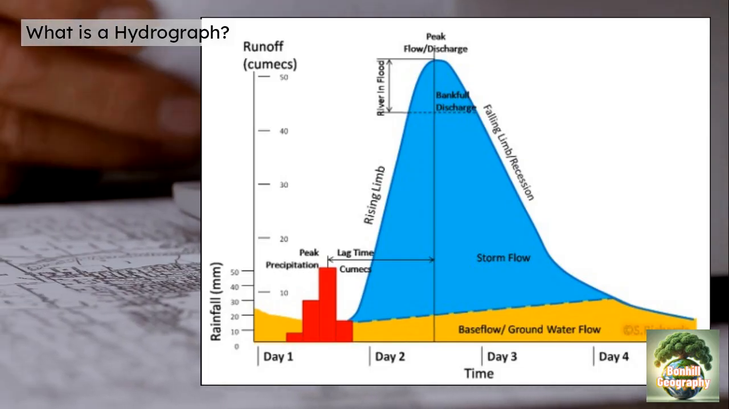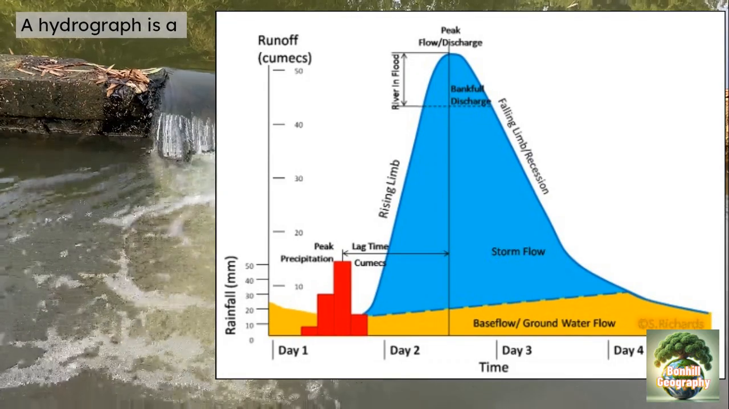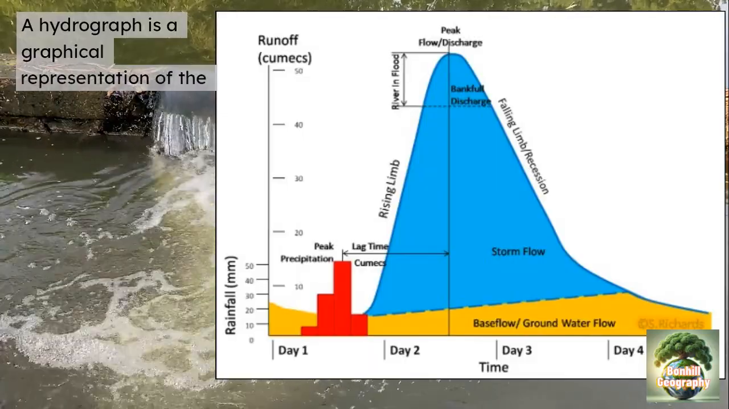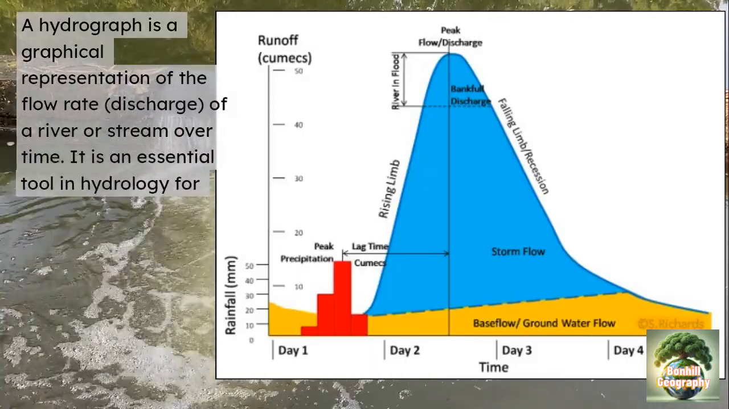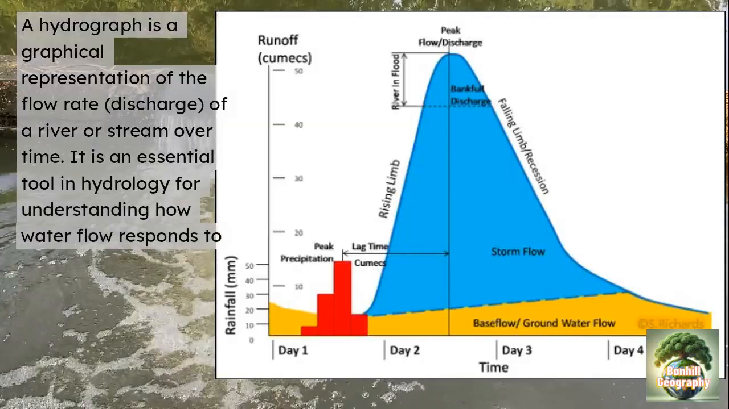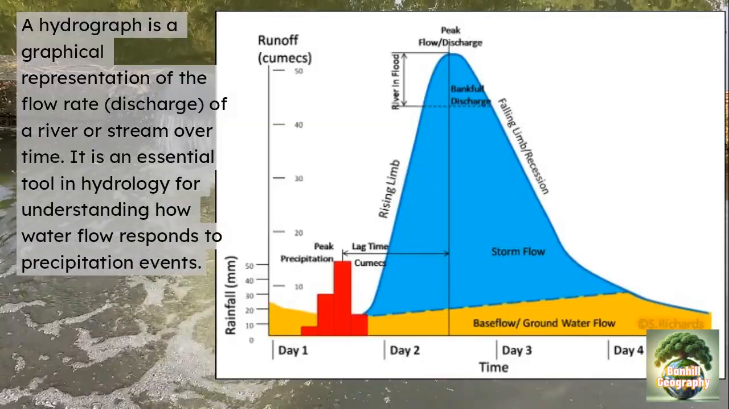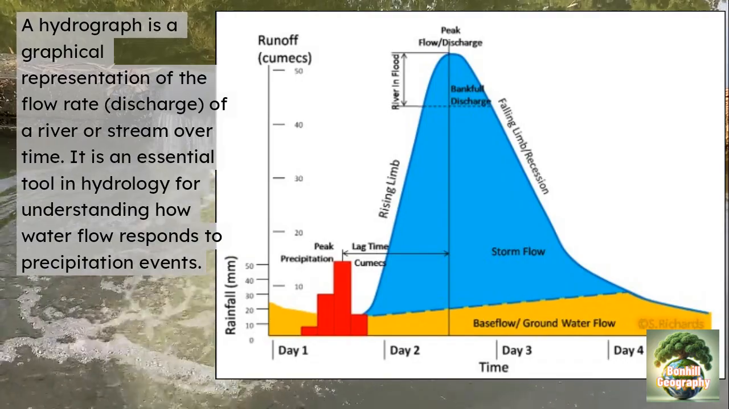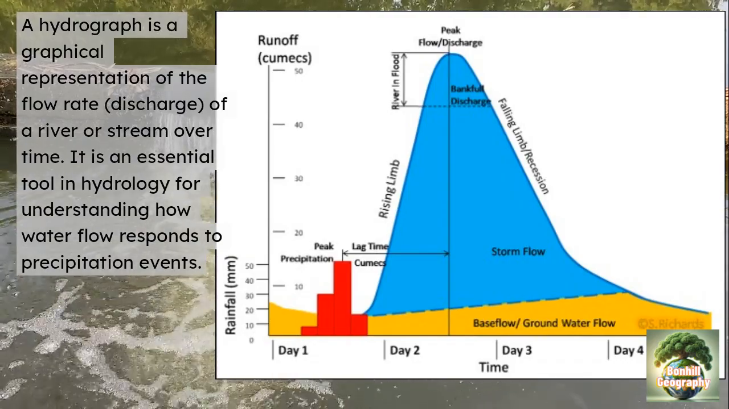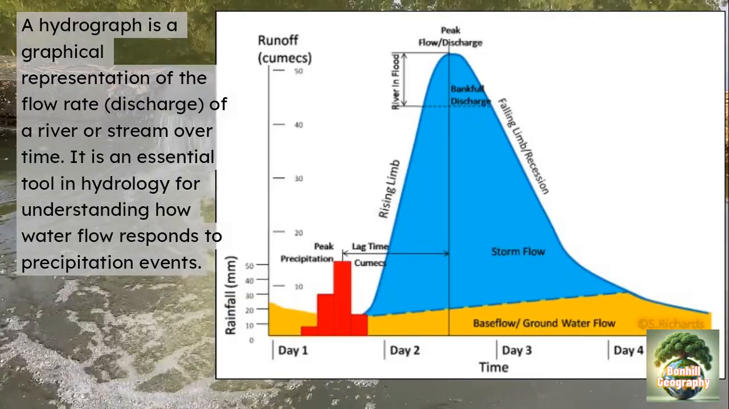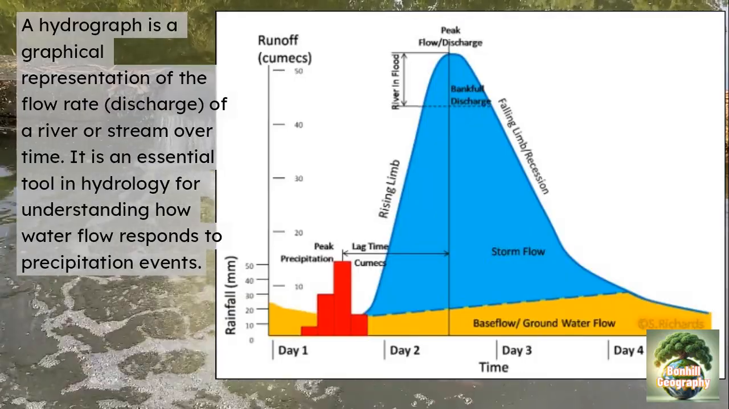Today we'll be looking at hydrographs. A hydrograph is a graphical representation of the flow rate, otherwise known as discharge in meters cubed per second, of a river or stream over time. It's an essential tool in hydrology, in other words, monitoring how rivers work, for understanding how water flow responds to precipitation events or rainfall events.